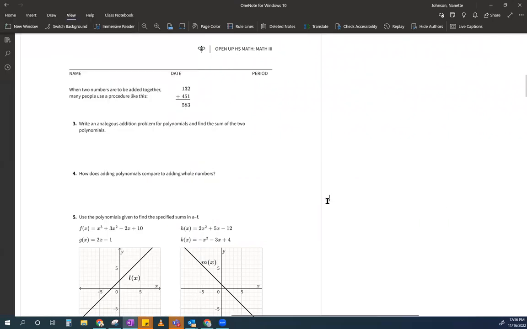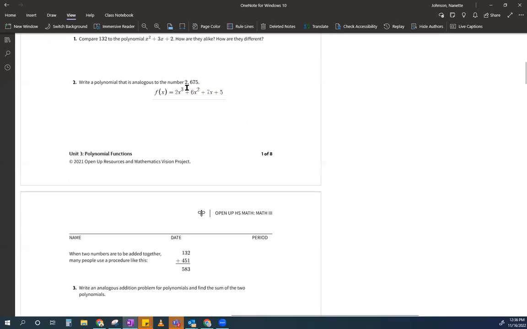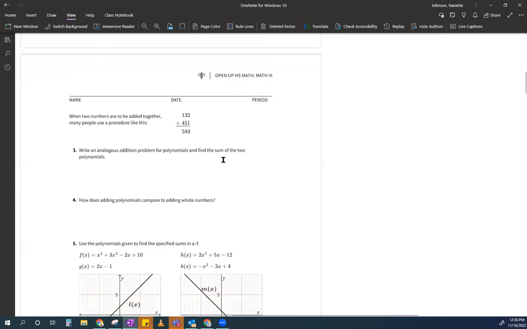Just be careful on your wording. Wording matters because how you say something is how you're understanding it. So be very particular when it comes to this. So I would say something along the lines of, because when you're adding numbers, you're paying attention to place value. I have to pay attention to like terms. Place value in polynomials would be x cubed, x squared with x squared, and so on.